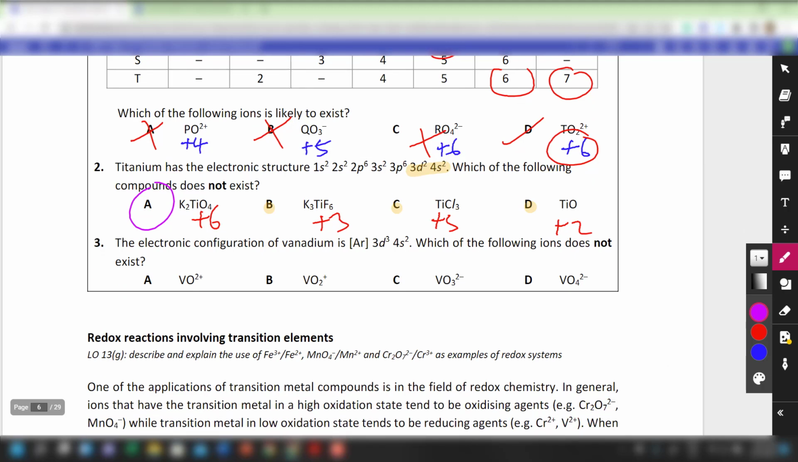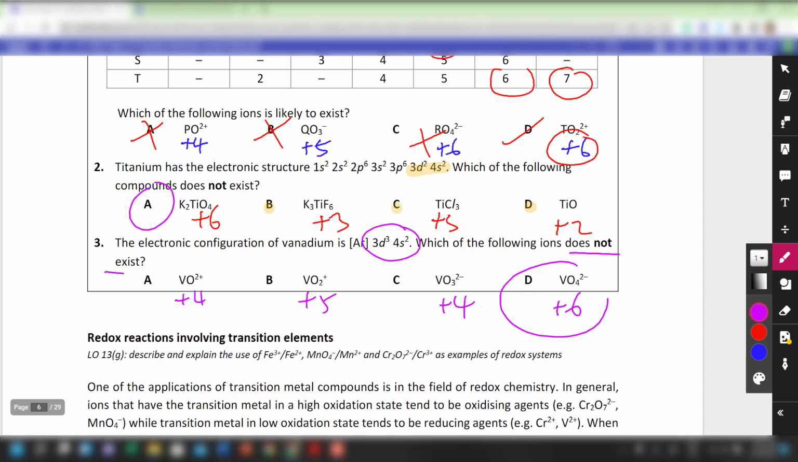Next, we have question 3. The electronic configuration of vanadium is argon configuration 3d3 4s2. Which of the following ions does not exist? So again we go through the same thought process. VO2 plus is plus 4 for vanadium. This is plus 5. Then VO3 2-, that will be plus 4, and then VO4 2-, vanadium with plus 6. So again, 5 valence electrons, I can't reach plus 6. So I should be choosing option D as my answer.